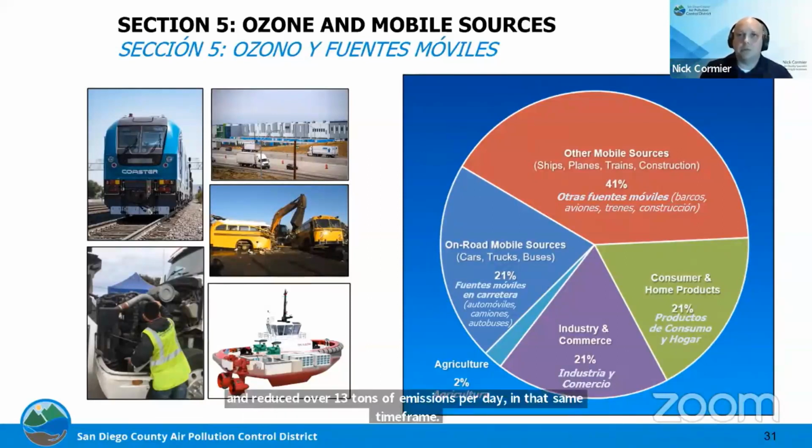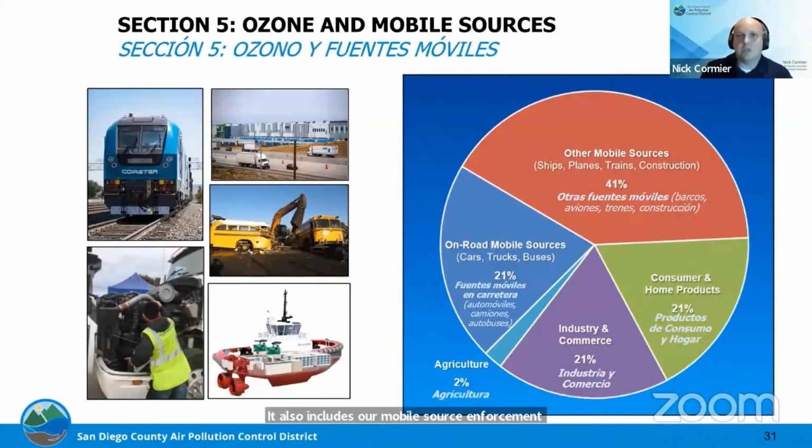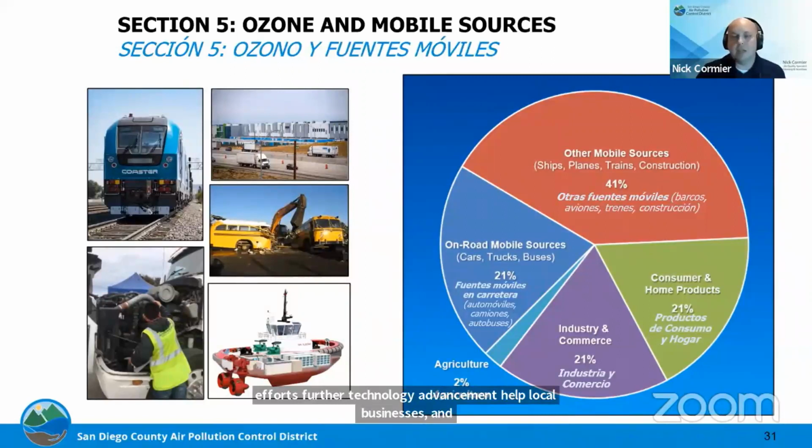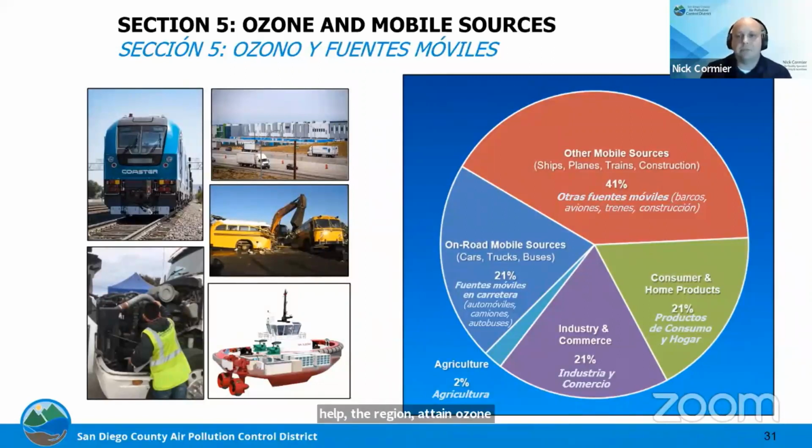It also includes our mobile source enforcement program to assist CARB in implementing state regulations, and our forthcoming strategy to reduce mobile source emissions from indirect sources like ports and warehouses. Such efforts further technology advancement, help local businesses, and help the region attain ozone standards in a timely manner. Next slide, please.